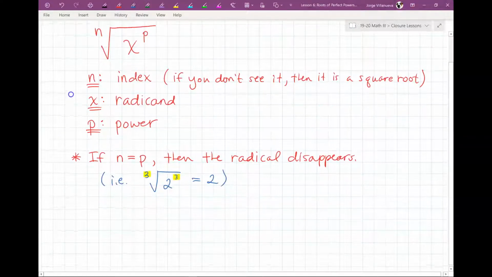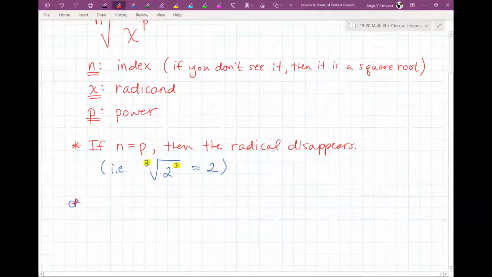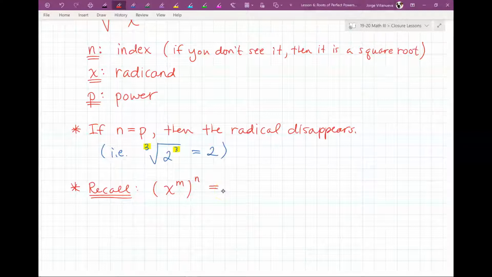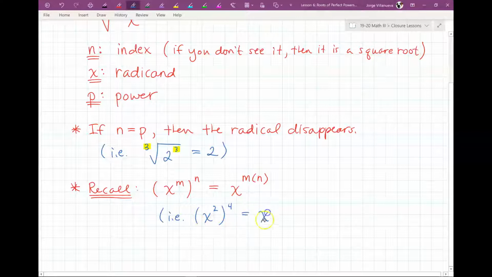Now, we do want to recall a couple of things. I know we've talked about this before, but we want to recall at least one main property, which is if you have x to the m to the nth power, that's called the powers of powers property. So if you have a power of a power, then you get x to the m times n. You multiply the powers together. Just to give you a little example, if you had x to the second to the fourth, then that'd be x to the eighth.